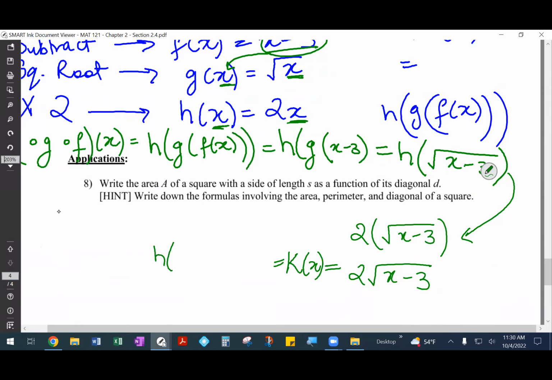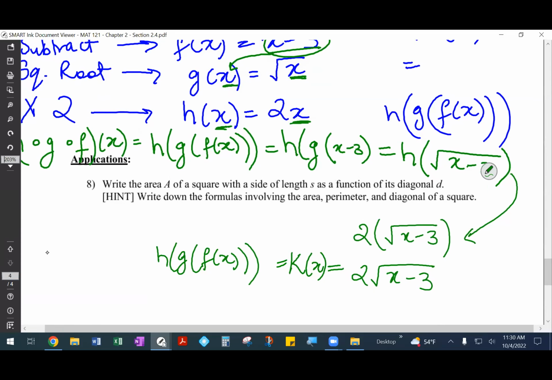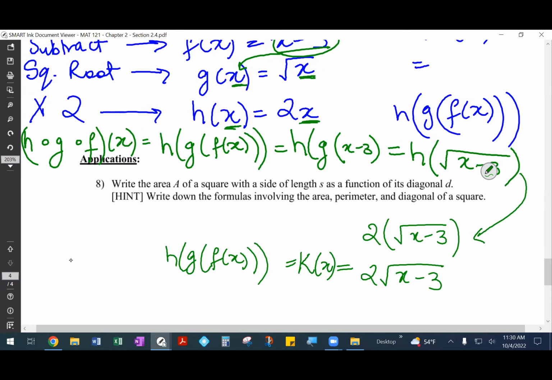So h on the outside, g in the middle, f on the inside. The order really does matter. If you change any of the positions of h, g, and f, it's going to give you an entirely new function, which will not be the same as that capital K. So please be very careful when you're working through these composition examples.